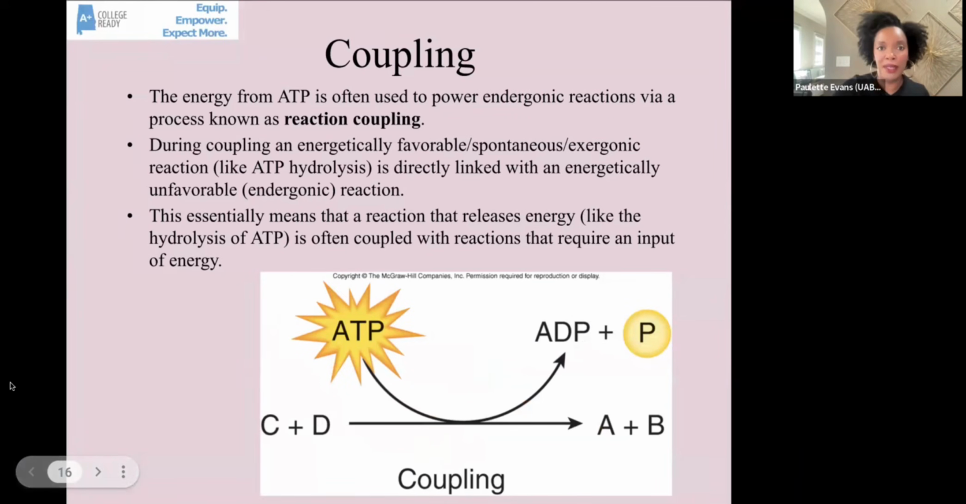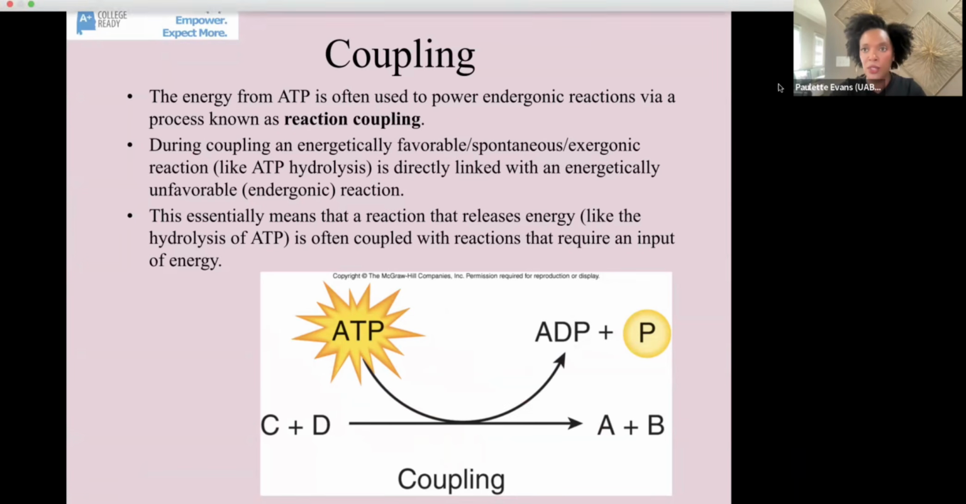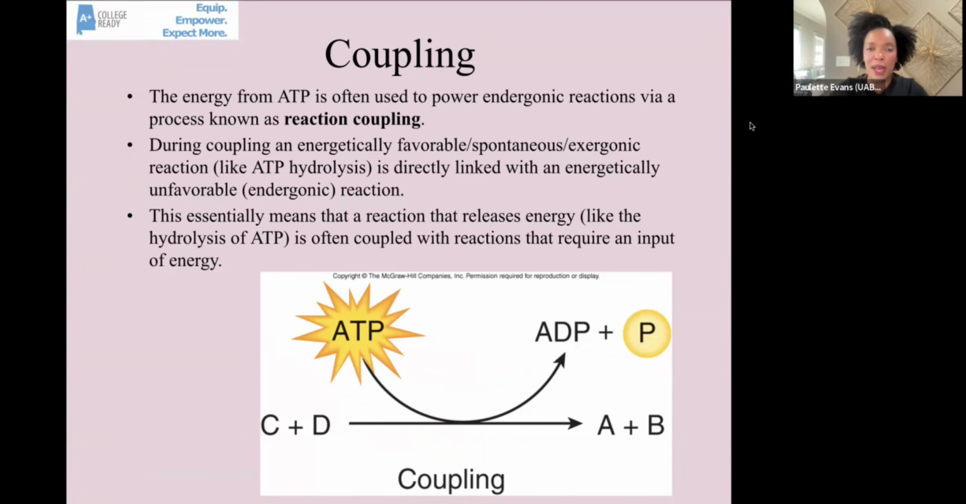All right. And so here is the reaction coupling. The energy from ATP is often used to power endergonic reactions via a process known as reaction coupling. During coupling, an energetically favorable or spontaneous exergonic reaction like ATP hydrolysis... Remember, the reason why it's spontaneous and favorable is because you've got three negatively charged phosphate groups that already don't want to be by each other. So it's not going to be too hard to strip one off. It's actually pretty easy, and that's why it's our energy currency. It's so easy for us to use it.